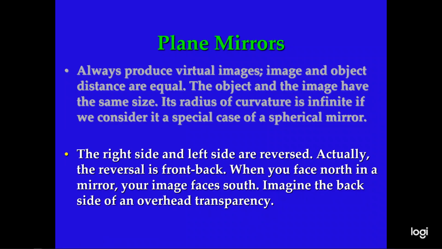When you look at something in a plane mirror, it looks like the right and left sides are reversed. Actually, what the plane mirror really does is a front-back reversal. It's like if you take a transparency, write on it, and then look through the back of it. That's what the plane mirror does.